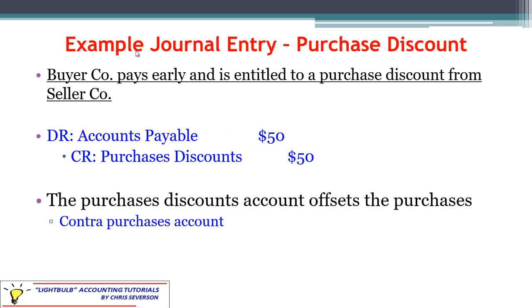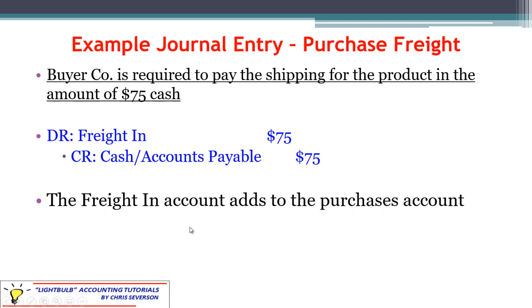So now let's say in this situation we had a purchase discount. We paid early and we were entitled to a purchase discount. Let's just assume it was a $50 discount. I know percentage-wise that's pretty high, but let's just throw out $50 as the amount. The entry for this would be to debit accounts payable to reduce that, to show that we're really not owing all that we originally thought we were because we're getting a discount. So we're reducing that liability, and we're crediting purchase discounts. That's just like the returns or allowances. That's another contra purchase account.